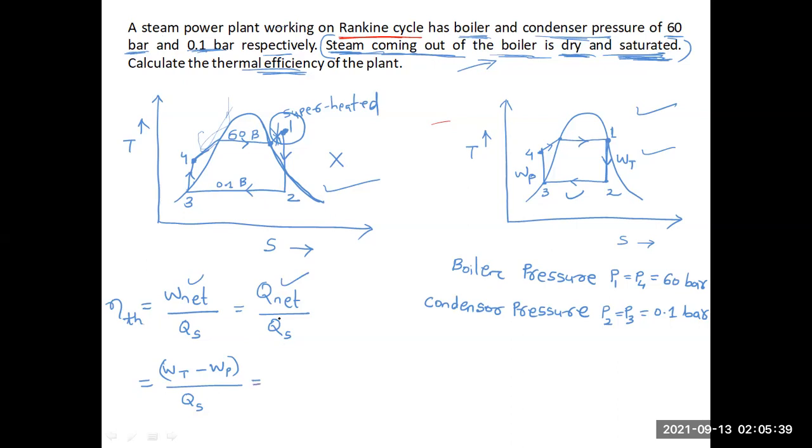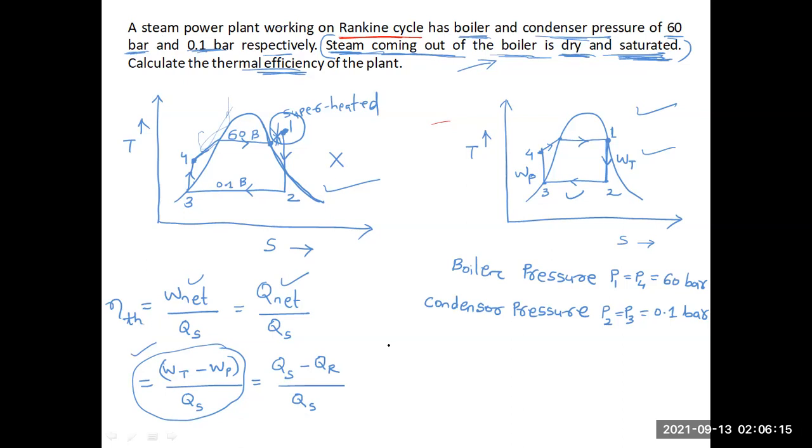Okay, so in this manner, what do we get? Net heat interaction is heat supplied minus heat rejected, divided by heat supplied. Any formula we can use, but the standard formula is this one. It is always recommended that you use this formula to calculate the thermal efficiency: net work done divided by heat supplied. Net work done means turbine work minus pump work, divided by heat supplied.